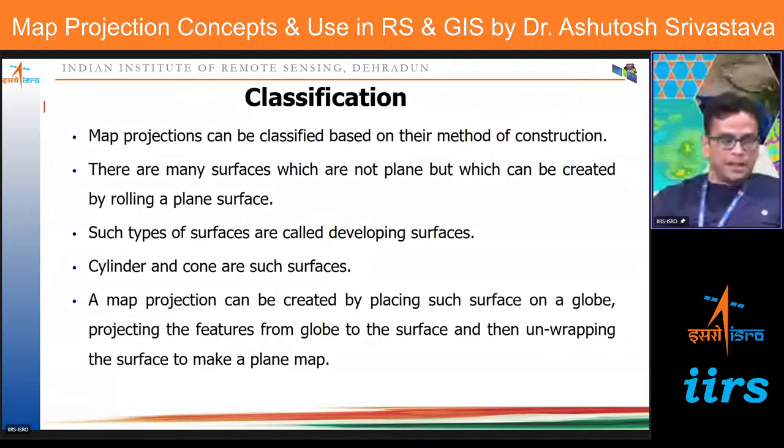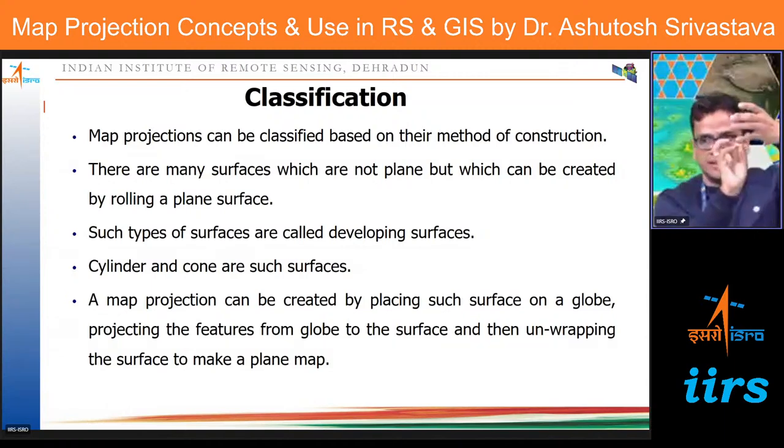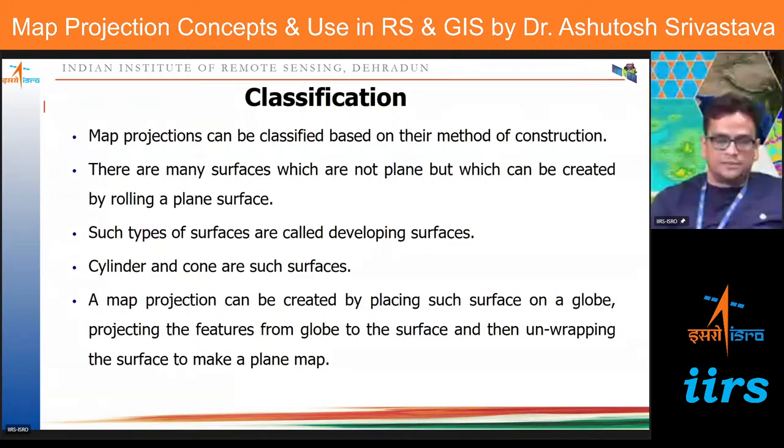Map projections can be classified based on their method of construction. There are many surfaces which are not plane, but which can be created by rolling a plane surface. Such surfaces are called developing surfaces. Cylinder and cone are such surfaces. As an example, we take one cylinder or cone, and we put the cylinder inside, then project onto the wall of this cylinder, and then unwrap it. A map projection can be created by placing such a surface on a globe, projecting the features from the globe to the surface, and then unwrapping the surface to make it plane.